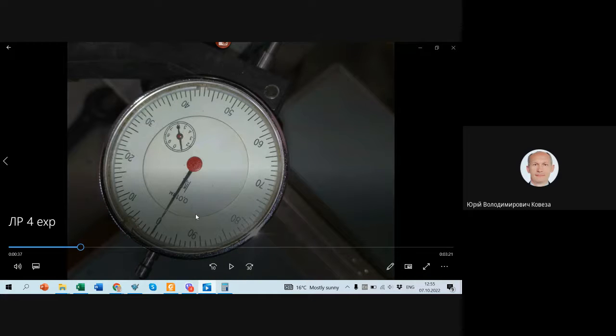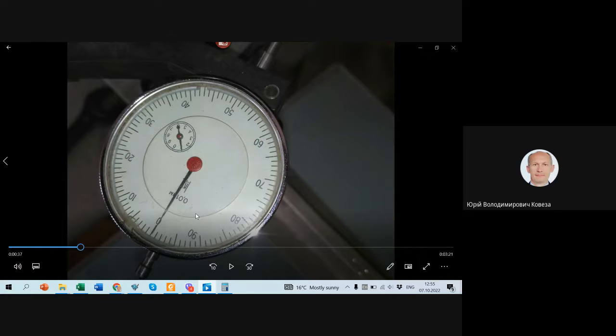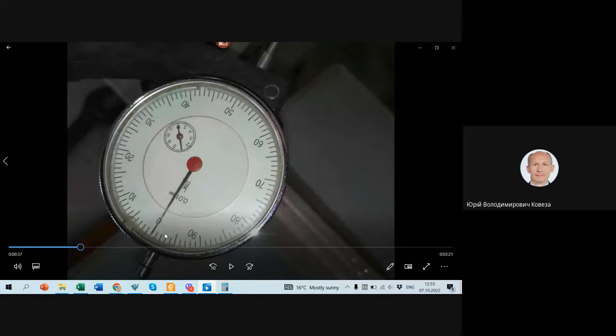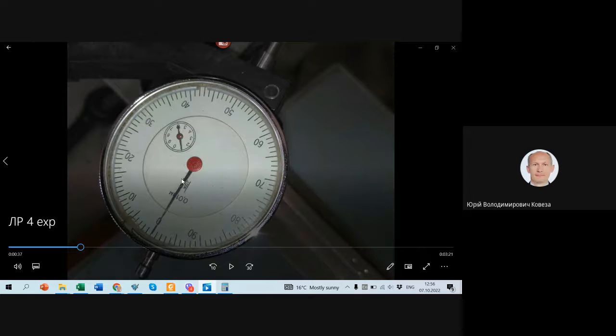This indicator shows us how many millimeters of deformation we have during loading. Pay attention that we have one revolution, and the big arrow shows us tenths, hundredths part of a millimeter. So you see that the scale is 0.01 millimeter. And to make load 7,000, we should rotate the nut up to the situation when the big arrow makes 7 revolutions. We have now 1 revolution.